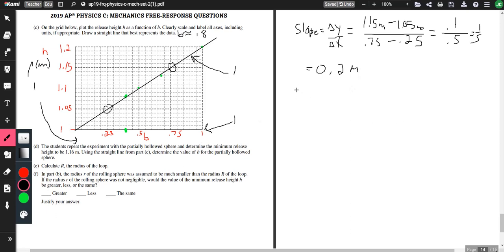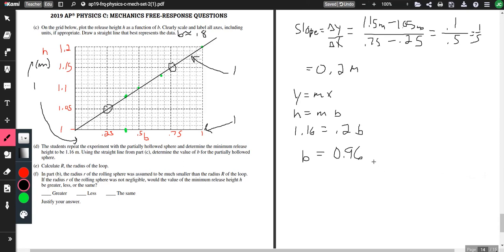Then what I can do is essentially realize that this is y equals mx, that this is going to be h equals slope times b. So since my height was 1.16 equals 0.2 times b, basically divide the 1.16 by 0.2, and I end up getting 0.96 as my answer for B.